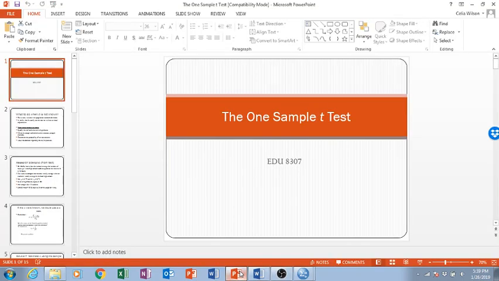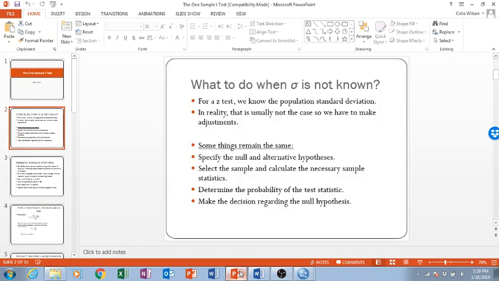Welcome back. In this lesson, we're going to talk about the one sample t-test. Sometimes you'll hear it called the single sample t-test, and it is similar to a z-test that we talked about in the last video, but now we'll switch to a t-test when we don't know the population standard deviation.